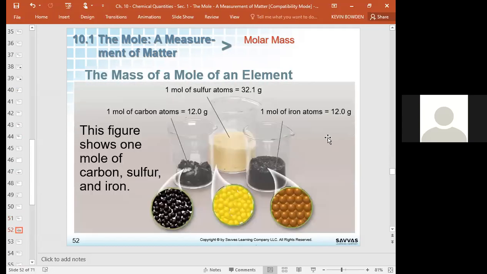All right. So carbon, sulfur, and iron. If you have 1 mole of carbon, like pure charcoal, then it'll be 12 grams. If you have 1 mole of sulfur, it's 32.1 grams. And if you have 1 mole of iron, it's 12.